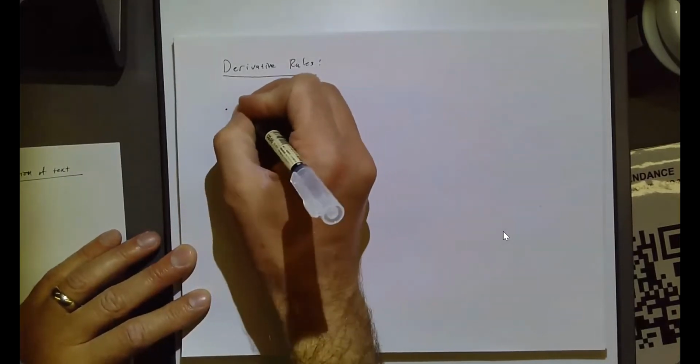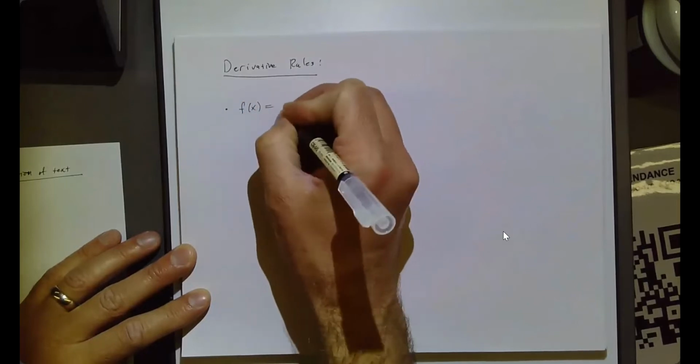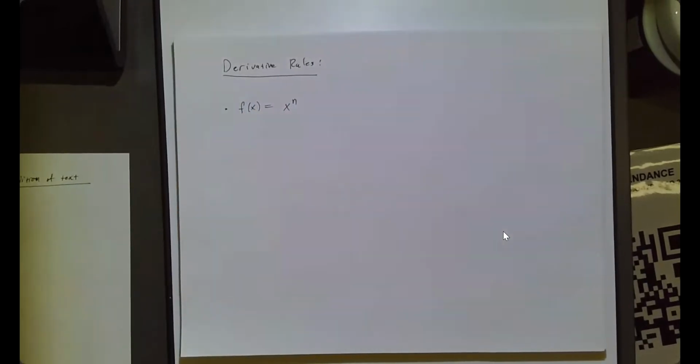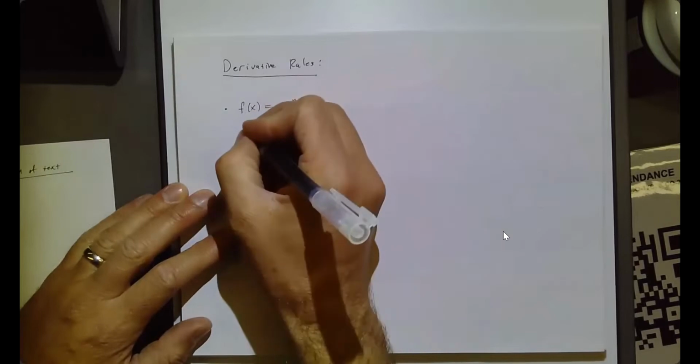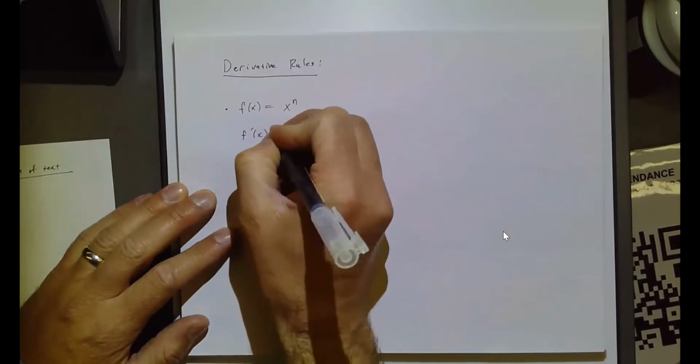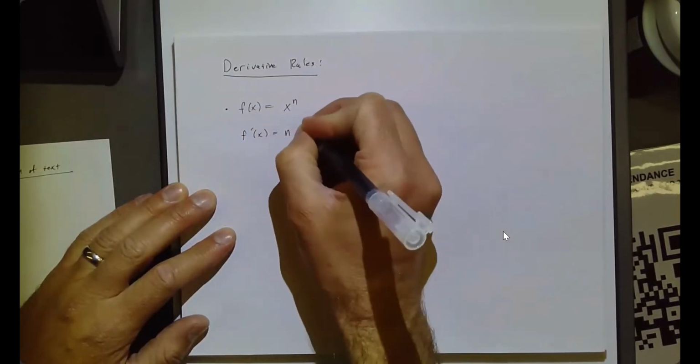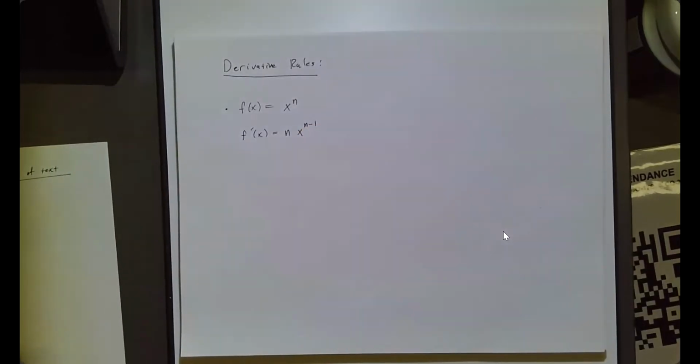So if your function is x to some power, then its derivative is that power times x to the 1 less power. Powerful, good time.